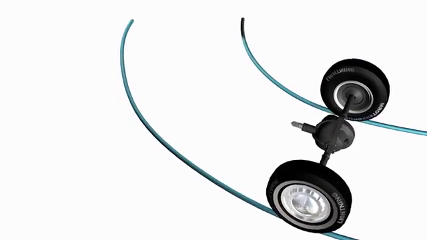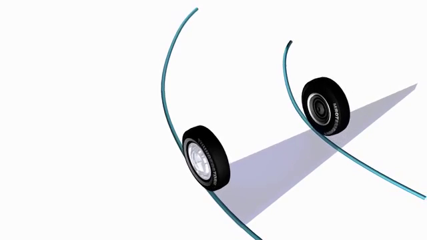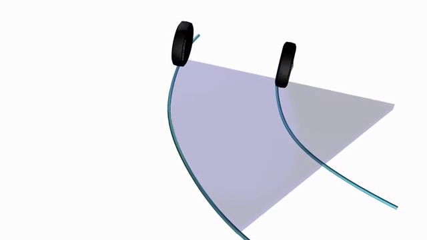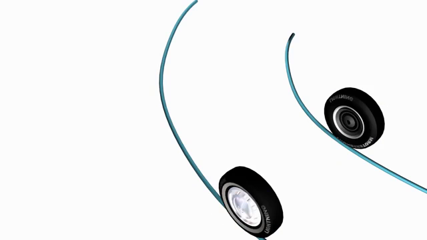Consider these wheels, which are negotiating a turn. It is clear that the left wheel has to travel more distance compared to the right wheel. This means the left wheel has to rotate at a higher speed. If these wheels were connected using a solid shaft as shown, the wheels would have to slip to accomplish the turn.